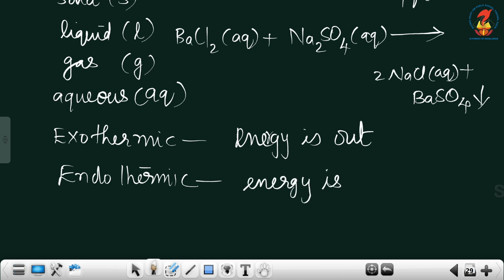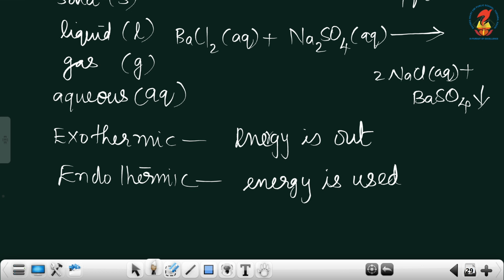Energy is used. In a particular reaction, if any mode of energy is used, then that reaction is known as endothermic, and sometimes energy will be given out during the reaction, that is known as exothermic. And whether it is exothermic or endothermic will be denoted on the right side of the balanced equation.